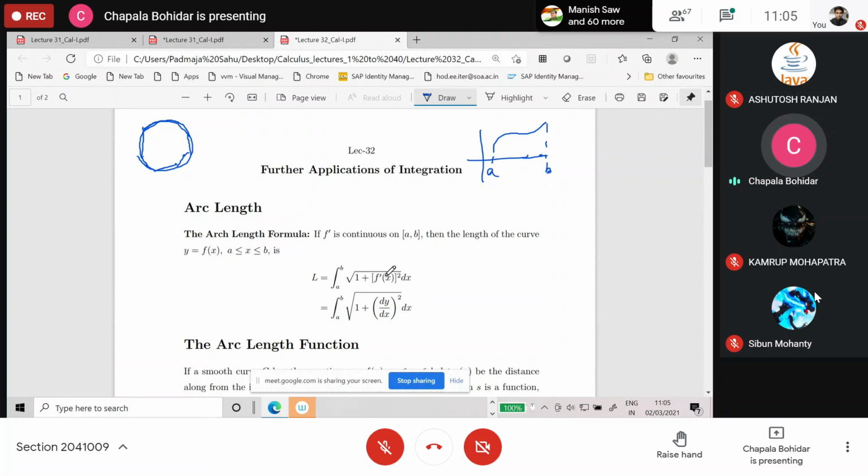I can write f dash x as dy by dx. So that you can also write in the form integral from a to b of root over 1 plus (dy by dx) square dx.